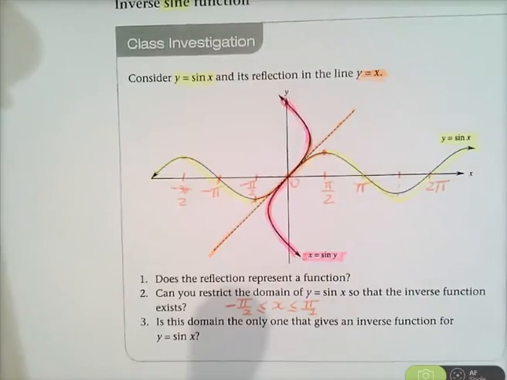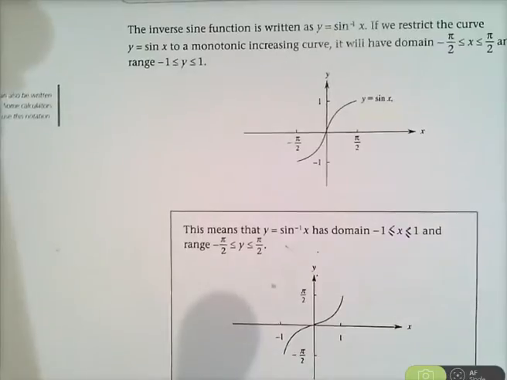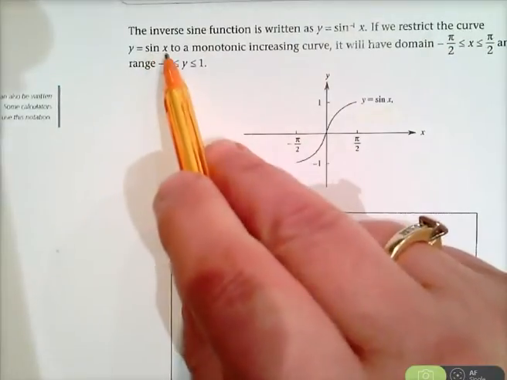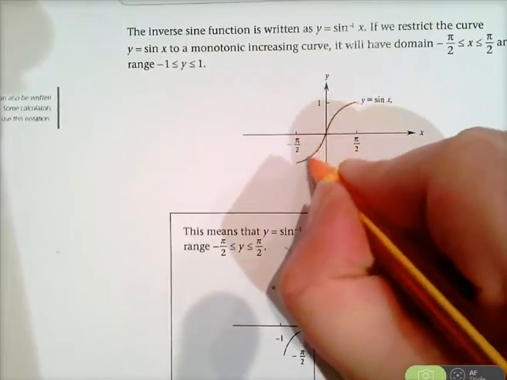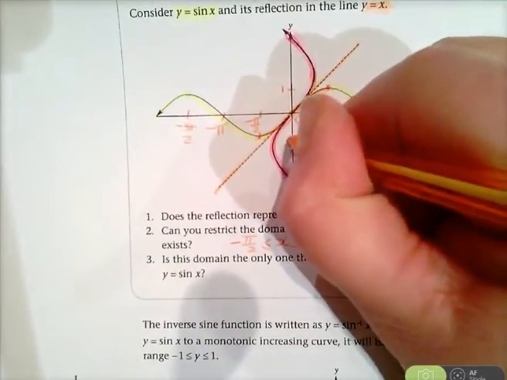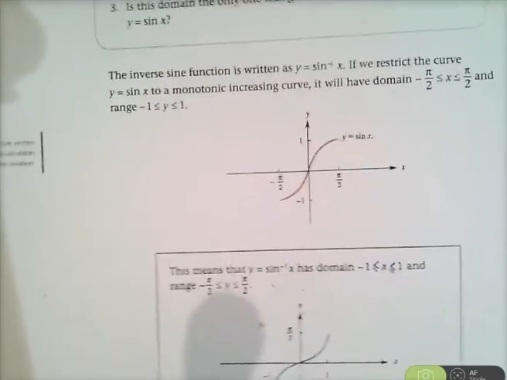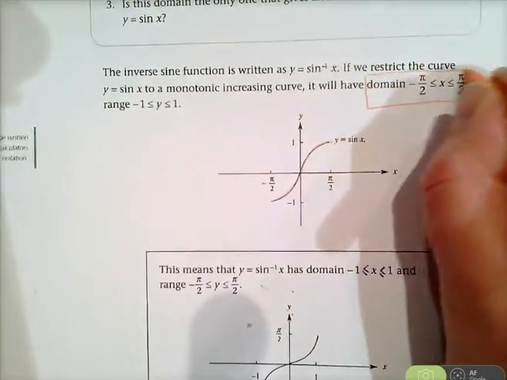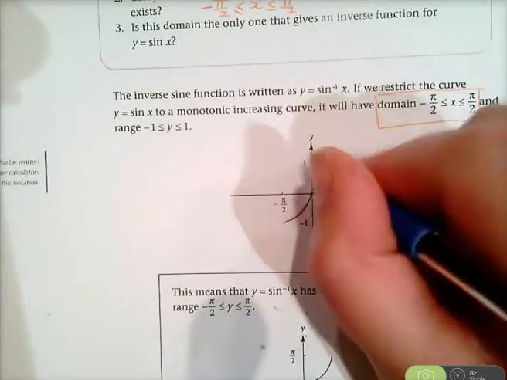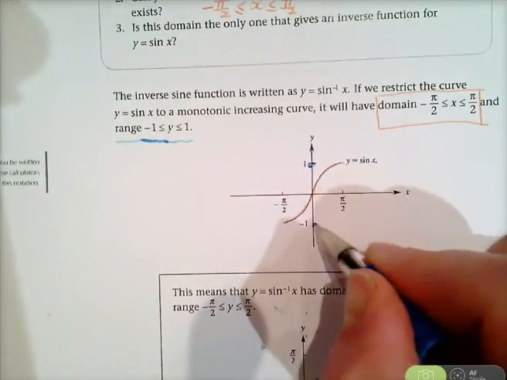So we're going to draw that all again down here. The inverse sine function is written as y equals sine to the minus 1 x. Now, as we said, if we restrict y equals sine x to a monotonic increasing curve, say here, we know that the amplitude is 1, and down here we've got -1. So for this sine curve, if you restrict the domain to minus pi on 2 to pi on 2, then the range will be from -1 to +1. The y values go from -1 to +1.